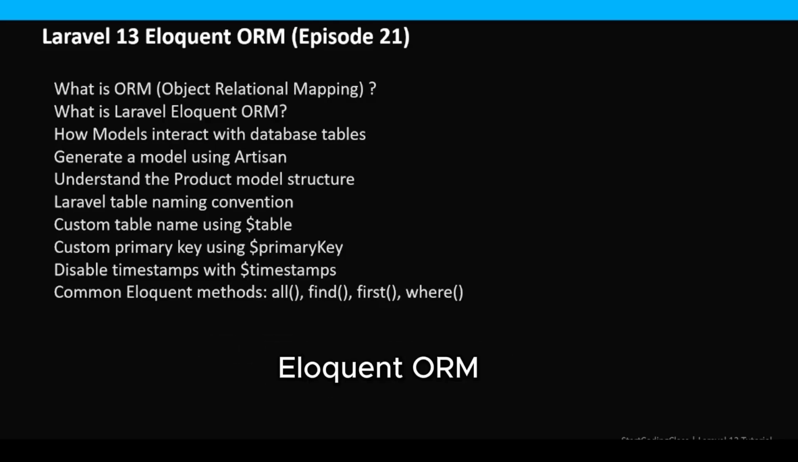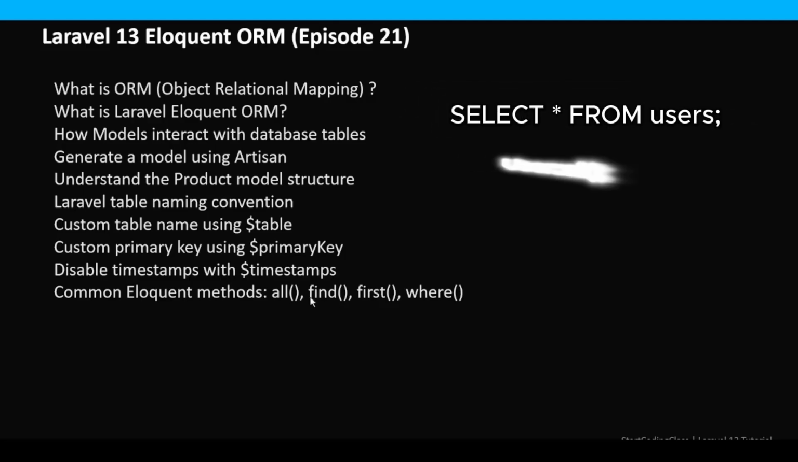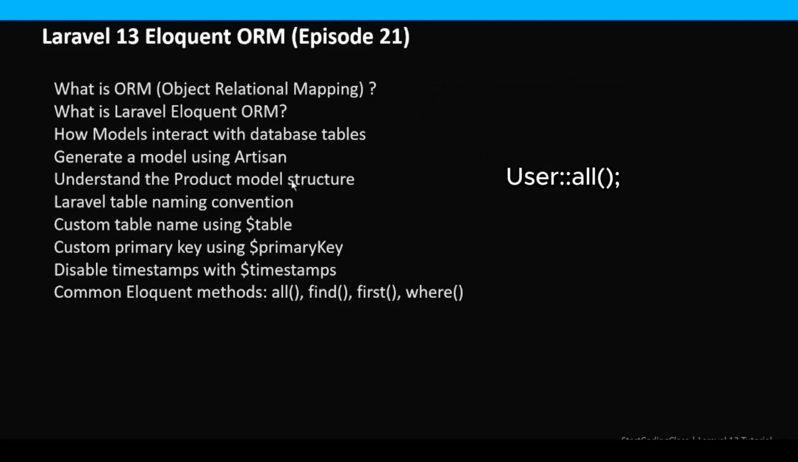Eloquent ORM. So using Eloquent, we can communicate with the database using simple PHP code instead of writing SQL. For example, instead of select star from users, simply write User::all. So you can just write User::where and so on.